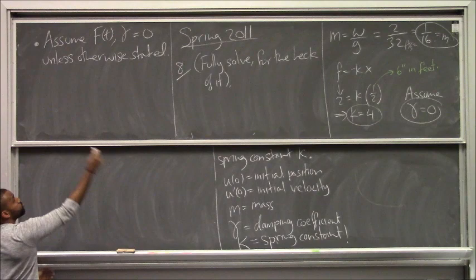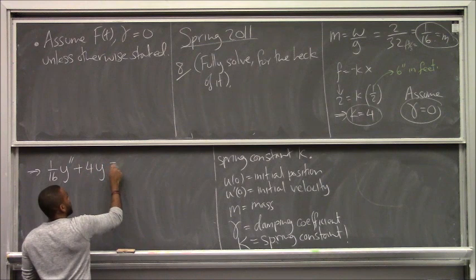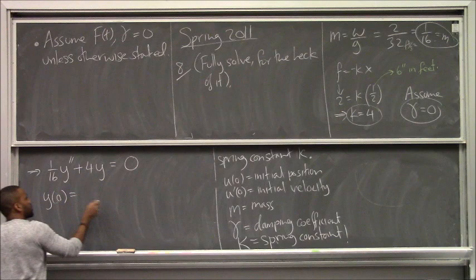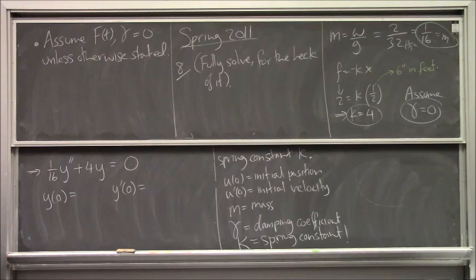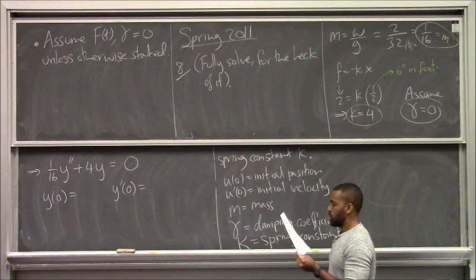This means 1/16 y double prime plus 0 y prime plus 4 y equals 0, where y of 0 equals, y prime of 0 equals, what's y of 0 equal? Half? It's 0, right? Oh, yeah, 0. Starting still, you're releasing it, so the initial velocity is 0. It's going to be a half here.